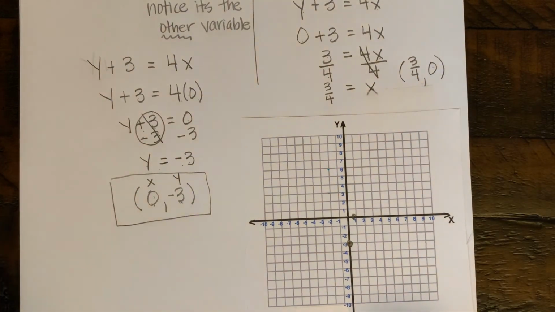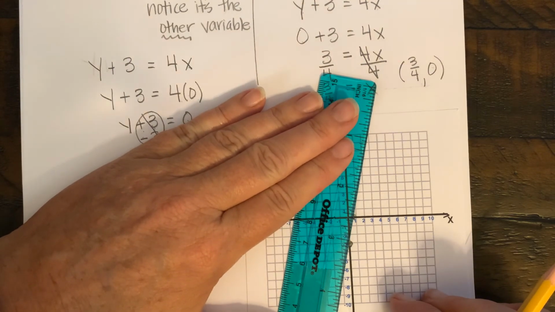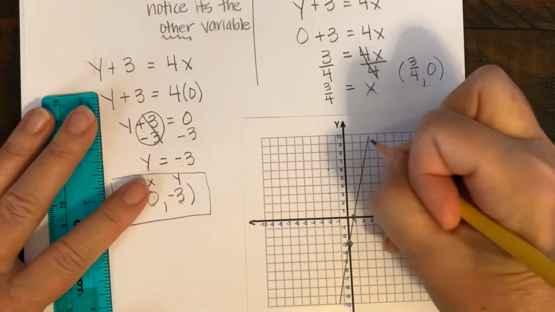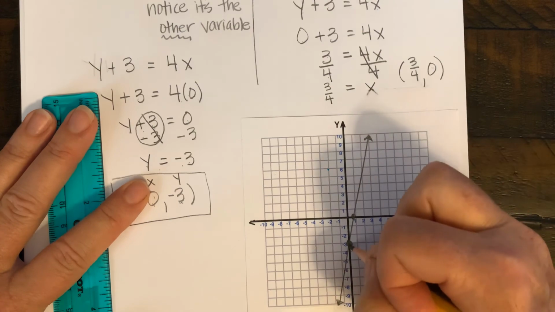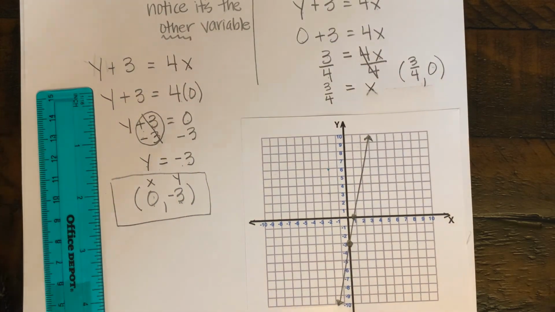Now I'm going to go ahead and take my ruler. Since I have 2 points, I can join them to make a line. Make sure you go all the way through your graph. And we have graphed our equation. Here is my y-intercept, here is my x-intercept. Okay, we'll move on to the next one.